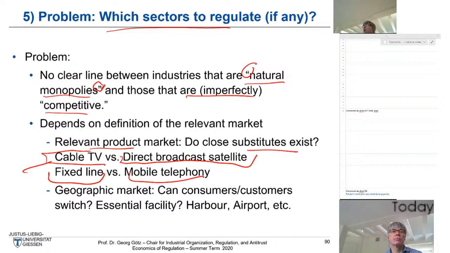So we have huge entry barriers in mobile telephony. You need to have spectrum and so on, but still we have three or four network providers. Is that sufficient for competition, or do we need to regulate that? And then even if we think it's not sufficient to have the three or four, is competition law, and this means ex post regulation, adequate to address the market failures? Okay.